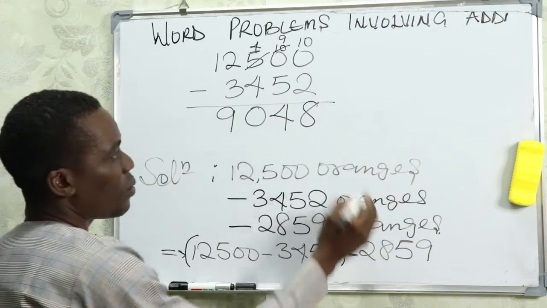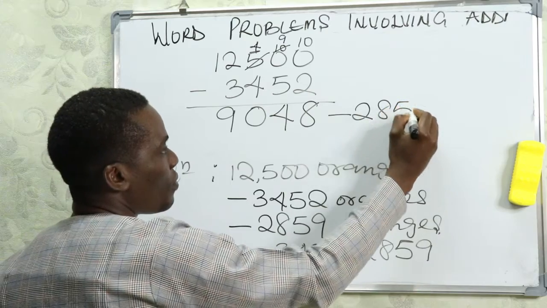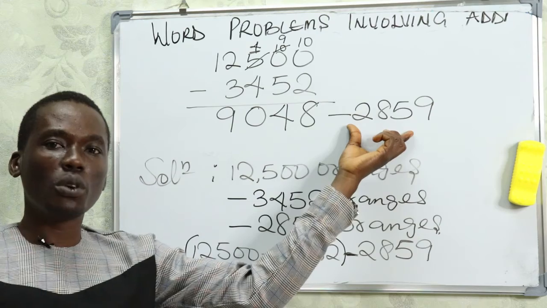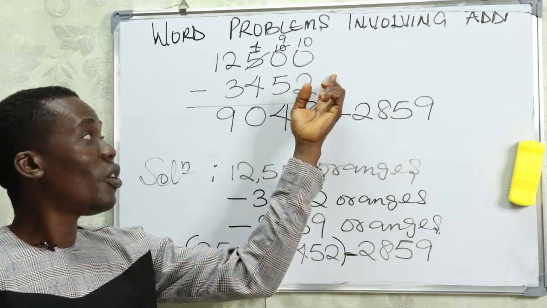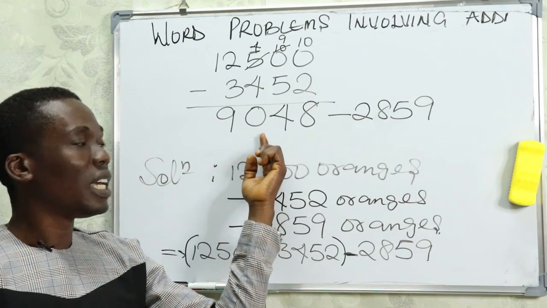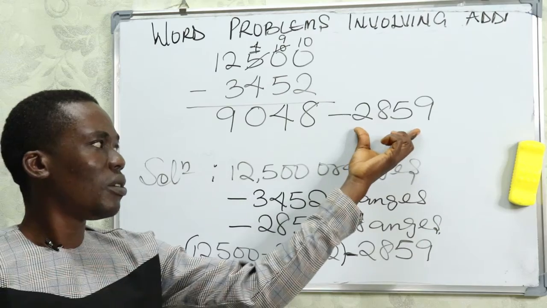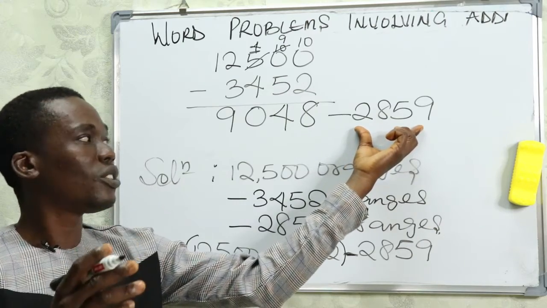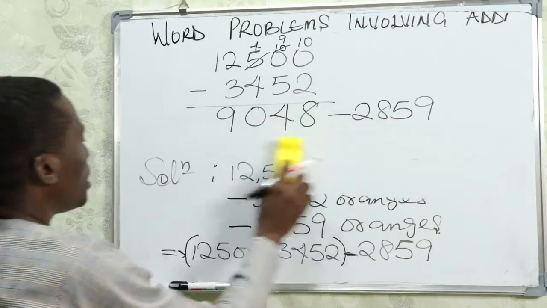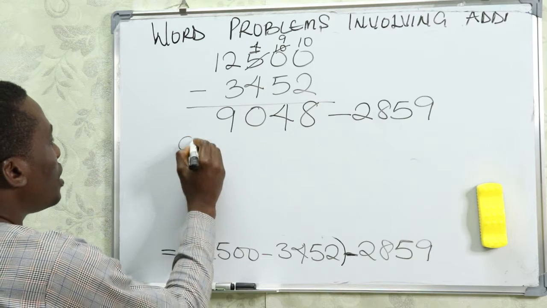So that 9,048, we are going to remove 2,859, which is the number of oranges he sold in the other week. Remember, in that other week, when he finished selling this, he has this total number of oranges remaining. Now I want to sell off this, give away this number this week, so as to see the number of oranges we'll have remaining. Now let's do that.